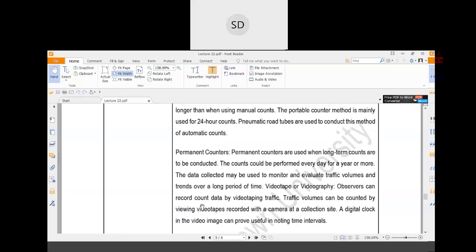Now another method is called the videotape or video photography survey, or videography survey. Basically that is a partly automatic, partly manual count. In this method, you will place one video camera along the road section, and you will record all the vehicles which are crossing a particular section of the road. After that, you will manually extract the data from that record.